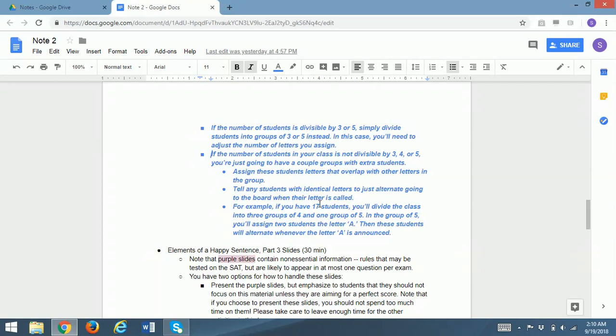Well, what I would do is just assign, in that group of 5, give 2 people the letter A. So all the groups still have 1 A, 1 B, 1 C, 1 D, but this large group has 2 A's. And just tell the people who both have A's that whenever you call the letter A, they should alternate who goes up to the board. It's not a perfect solution, but we don't need to overthink this. It's not a huge problem, and I think that's a quick solution. If you think of something better, you are welcome to try it.